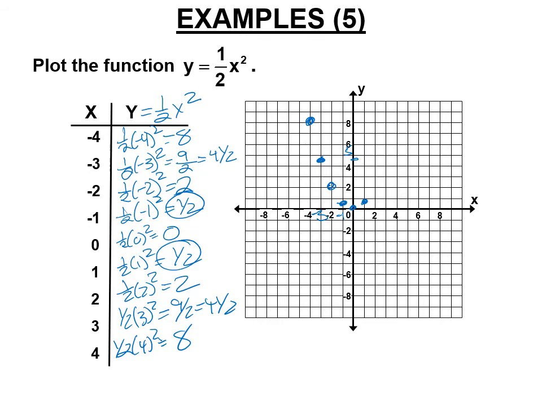We get another 1/2, right? And then at 2, we're going to get another 2. And then at 3, we're going to get another 4 1/2. And then at 4, we're going to get another 8. Okay, and then we're going to draw our U shape. This one's wider than the last one. And so this one's nicer. You can see that it's more curved and looks more clearly curved than the last one. And that's our parabola.